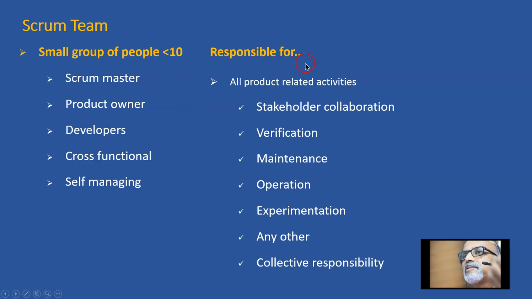And the Scrum team is responsible for all product related activities. They are responsible for stakeholder collaboration, verification of the work done, maintenance of the work done, and operations and experimentation and any other. And the Scrum team has a collective responsibility. If a particular iteration fails, the responsibility is on the full team. And if a particular iteration is successful also, the team takes the credit.